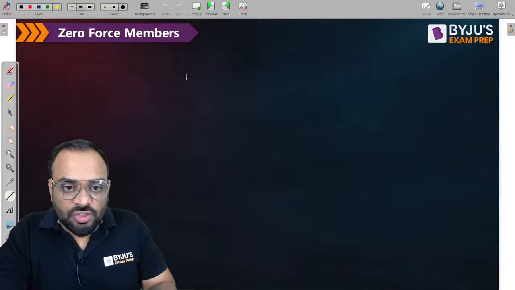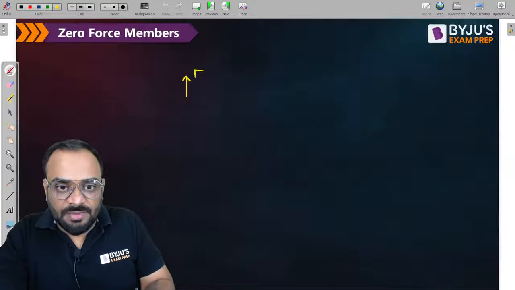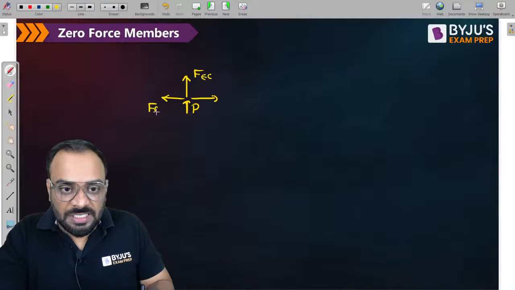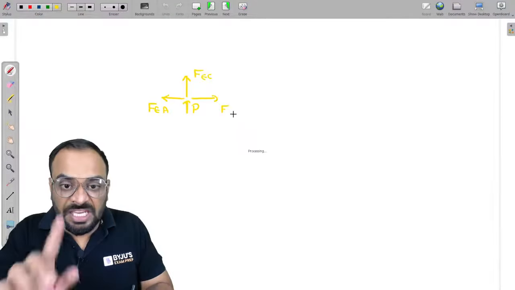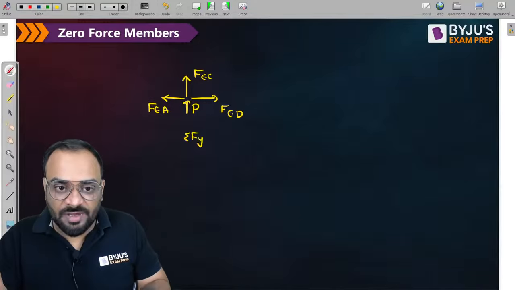If you consider joint E, then you can write here force in EC member FEC. Then we have vertical reaction, which is P. These two members will have horizontal force like FEA and FED. Correct? Now I will write summation Fy is equal to 0.